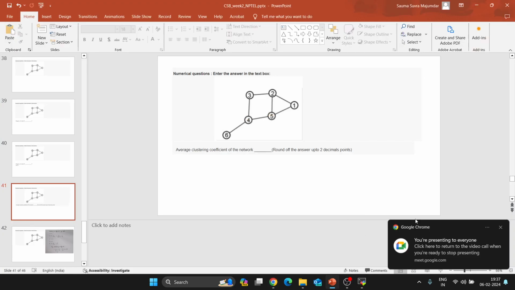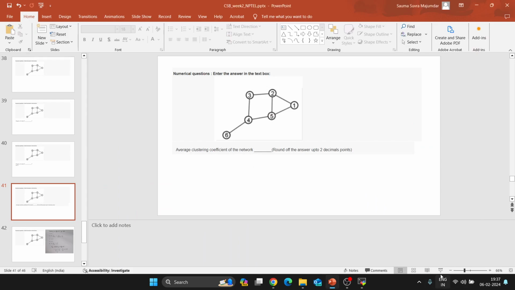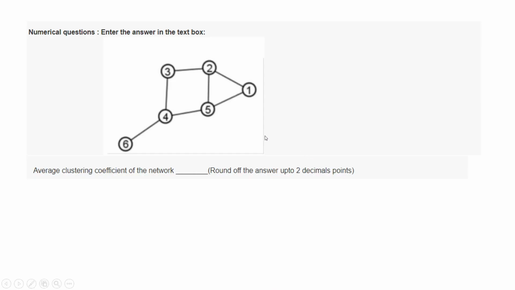So for this question, you need to calculate the clustering coefficient for each node, and then you need to average it across all the 6 nodes in the network. And round off the answer to the last two decimal points. I'll give you 2 minutes, a little bit more than that. You're going to require to calculate all that.